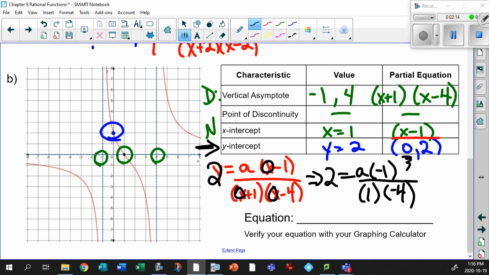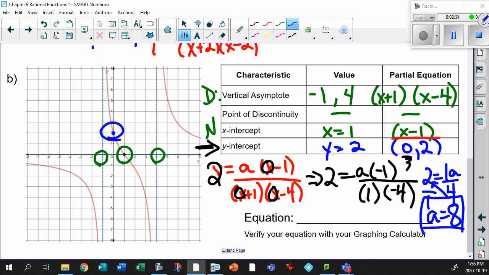Okay. Think about what you have now. -1 over -4, which is just plain old 2 equals 1a over 4, because the negatives cancel out. All you have to do is cross multiply. Your a value is actually 8. Oh my God, yeah, that's huge.